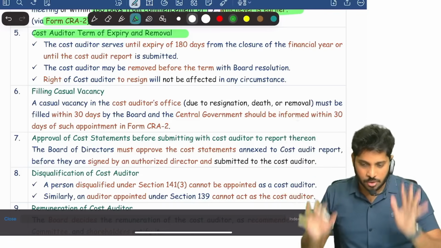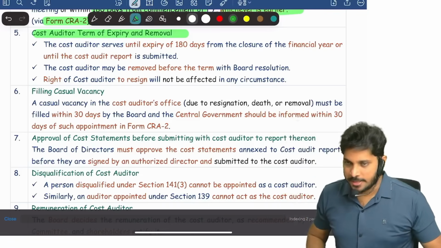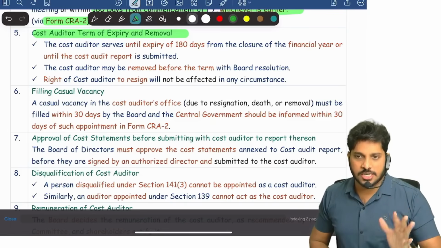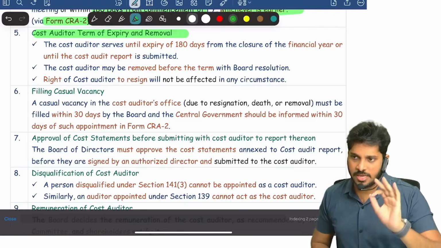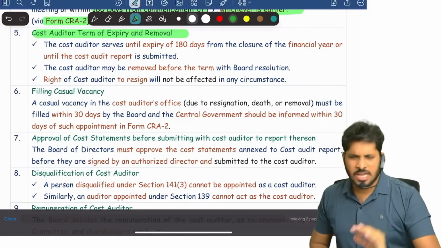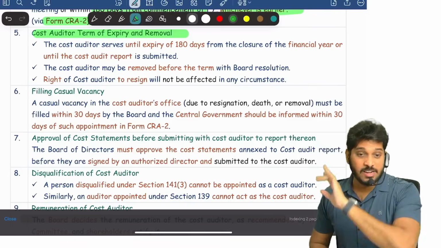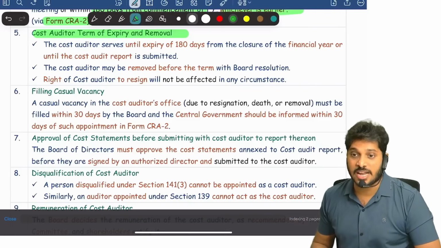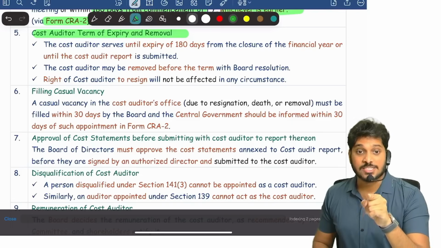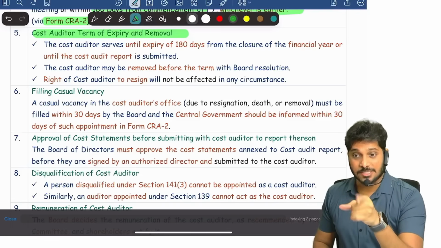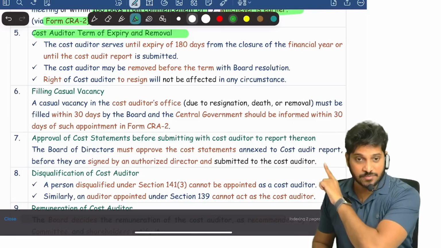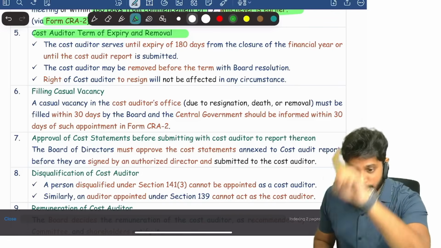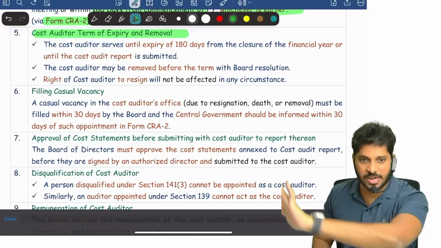See here, you know why some students may not score full marks. I'll tell you. They will use language in a very simple way. In the sense, cost auditor shall be appointed within 180 days from the beginning of the financial year. They'll write that, which is also acceptable. Until when is the cost auditor appointment valid? It is valid up to 180 days from the end of the financial year. They'll write, up to expiry of 180 days from the end of the financial year or submission of cost audit report. Full stop. That's it. Whichever is earlier, whichever is later, that point is not there.